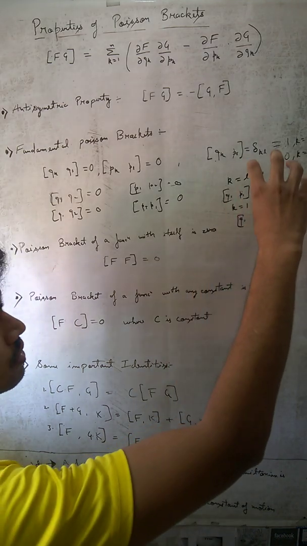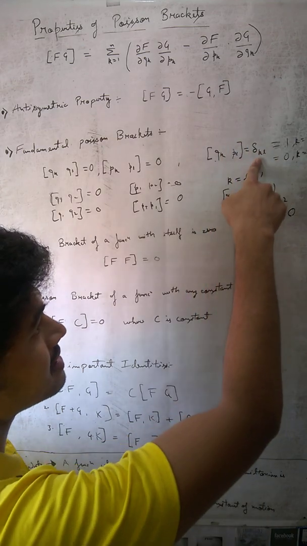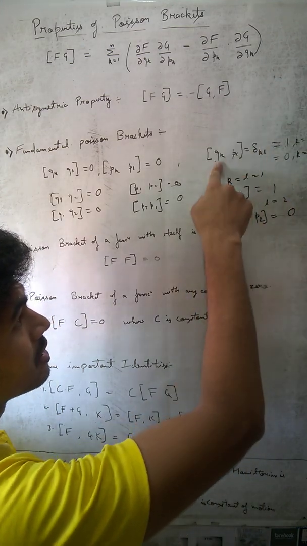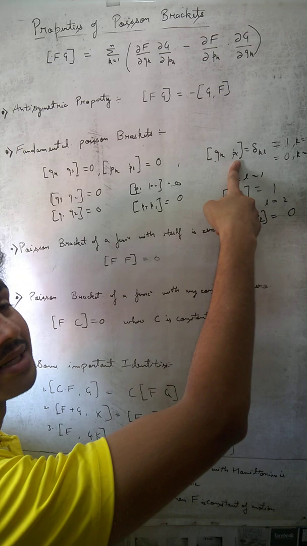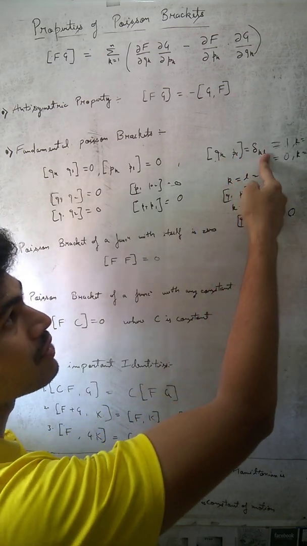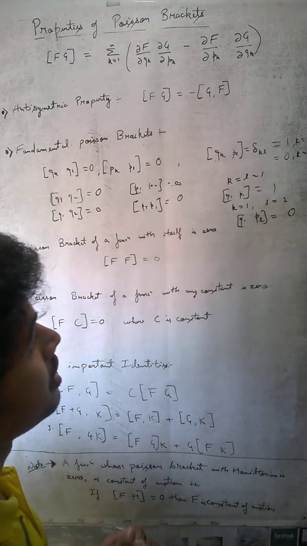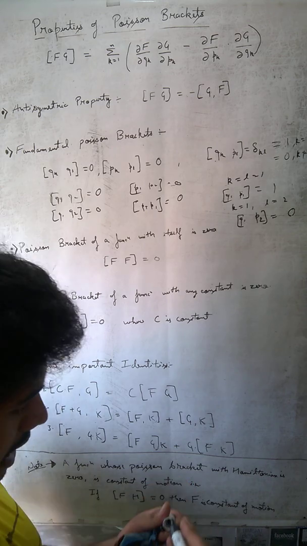So this is what is shown in this equation: the Poisson bracket of generalized coordinate and generalized momentum is a delta function. When k is equal to l, we get 1, and when k is not equal to l, we get 0.